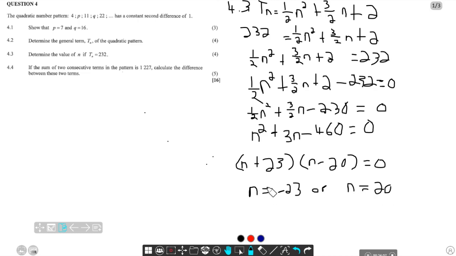But now n cannot be equal to negative 23, because why? When it comes to position, our position cannot be negative. It's the same as saying you cannot say that I want to buy negative 3 apples, or I want to go to the negative third shop, right? It just doesn't make sense. So you're going to pick the one that is positive. So n is equal to 20.